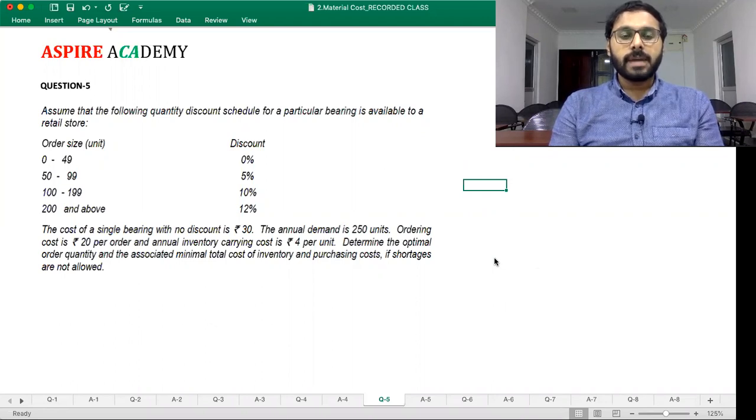The cost of a single bearing with no discount is rupees 30. Annual demand is 250 units. Ordering cost is 20 per order and the annual inventory carrying cost is rupees 4 per unit. Determine the optimal order quantity and the associated minimal total cost of inventory and purchasing cost if shortages are not allowed. So in this question, we had to find out what is the optimal order quantity for these bearings.